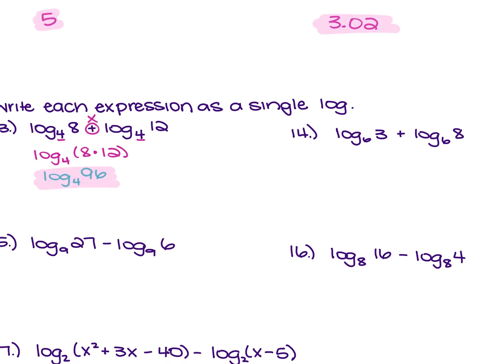For 14, you have log 6 of 3 plus log 6 of 8. Once again, your base is the same on both of these. They're both 6. So we are going to multiply your 3 and your 8. So that's going to give us log 6 of 3 times 8, which is log 6 of 24.